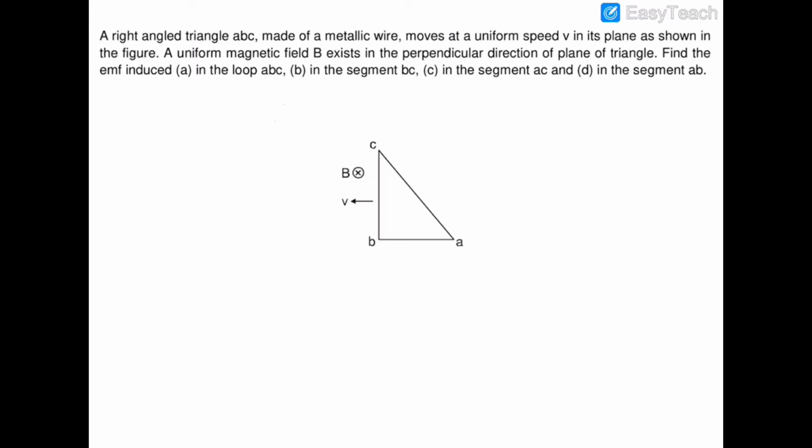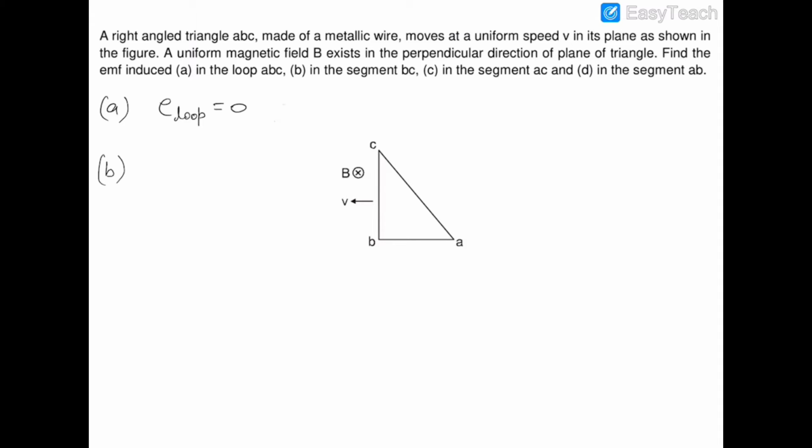First of all, we can see that this magnetic field is uniform, and therefore if a loop is moving in a uniform magnetic field, then the EMF induced in the loop will be 0. We know that, and I will prove this also in the last part of this video.